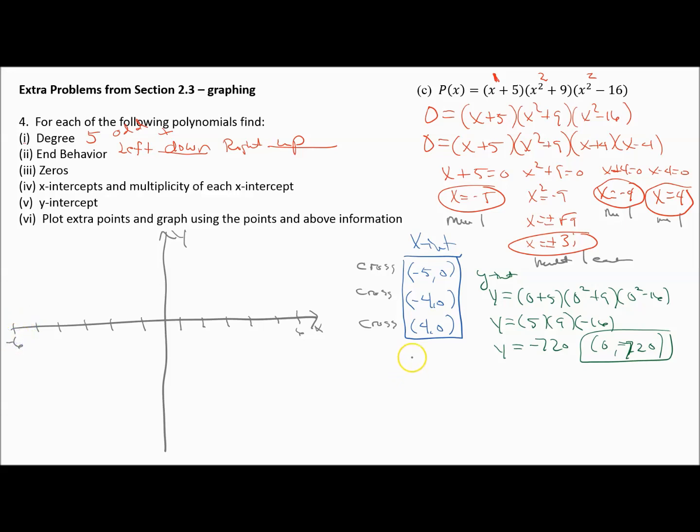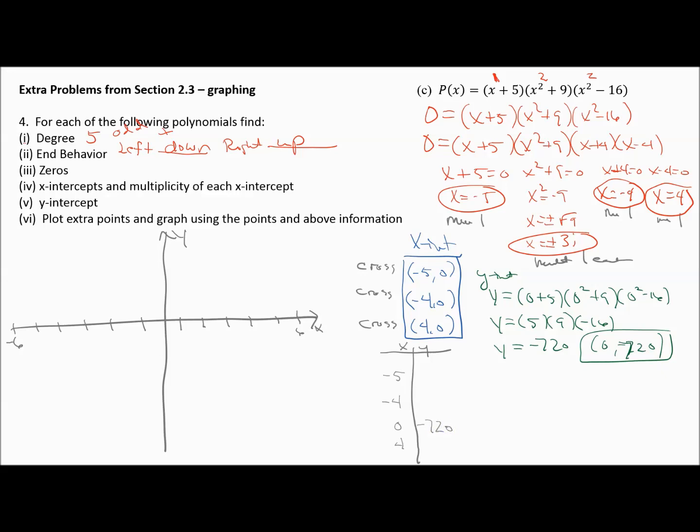Okay. Now I need a t-table. X value, Y value. So I need to plug in values that I've already found on my t-table. So in order, negative 5 is the furthest, and then some space, negative 4, and then some space, 0, and then some space, 4. Okay, I'm running out of space. 0, we got an answer of negative 720.